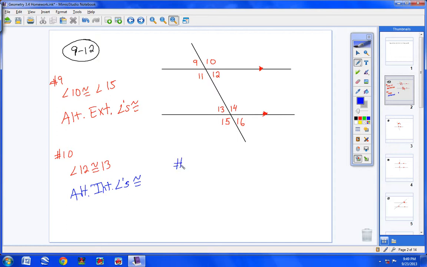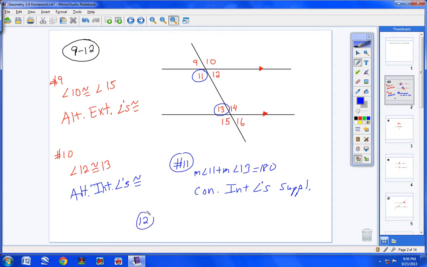All right. Number 11. Number 11 states angle 11 and 13 equal 180. So the measure of 11 plus the measure of 13 equals 180. Well, let's see where 11 is right here. Let's see where 13 is. Oh, these are same side interior angles or consecutive interior angles. So we have a theorem that says consecutive interior angles are supplementary. That's all you got to write. You're just telling me how you knew that.